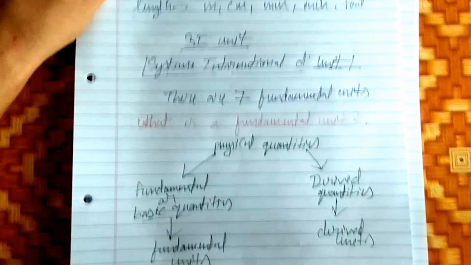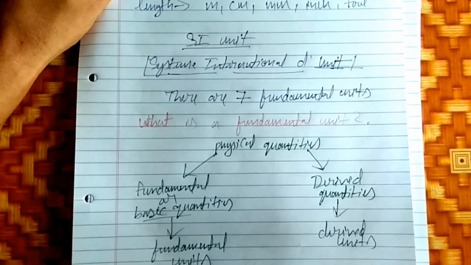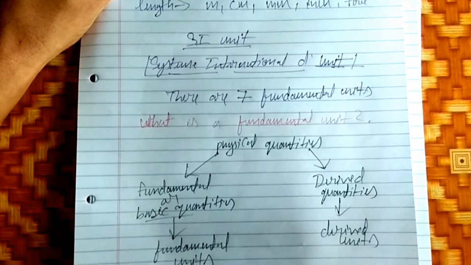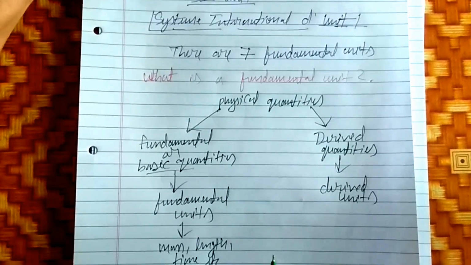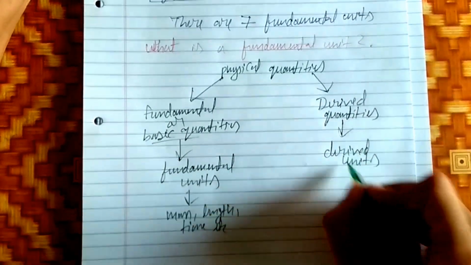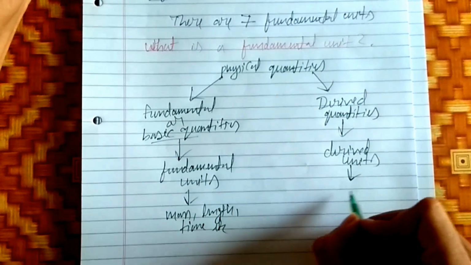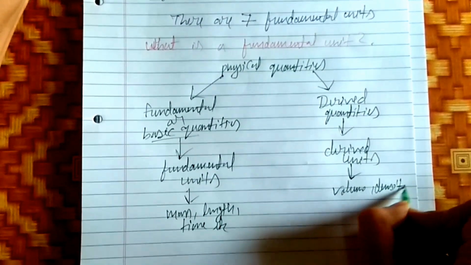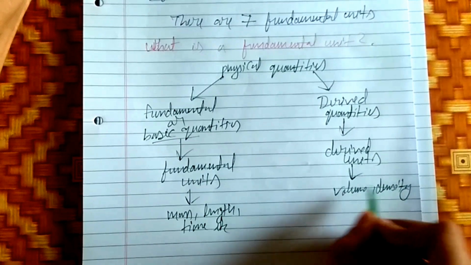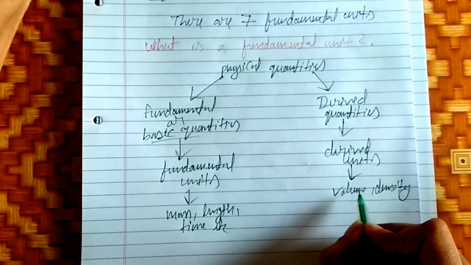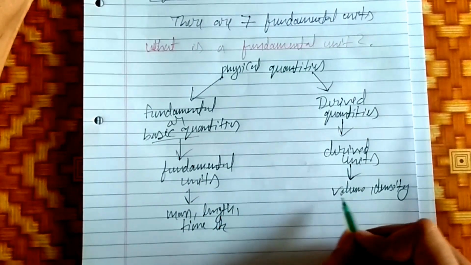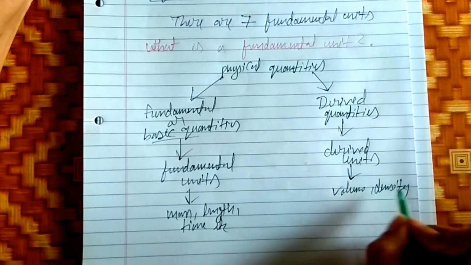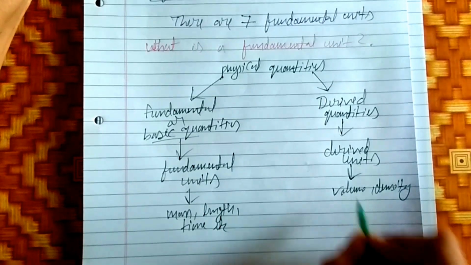Examples of fundamental quantities are mass, length, time, etc. And the examples of derived units are volume and density. As you can see, they can be calculated with the help of other quantities. Volume can be calculated with the help of length, right? Length into length is volume. Density can be calculated with the help of mass and volume. So these are the derived quantities.